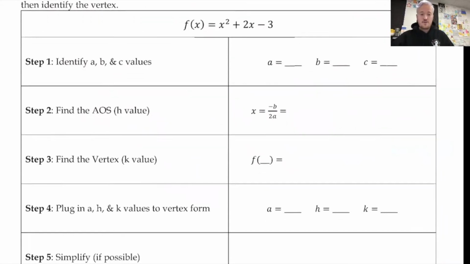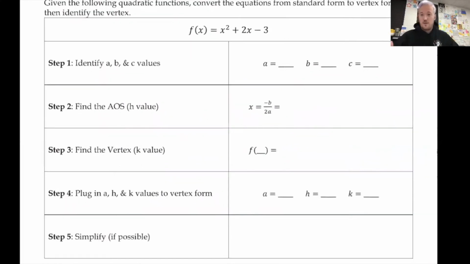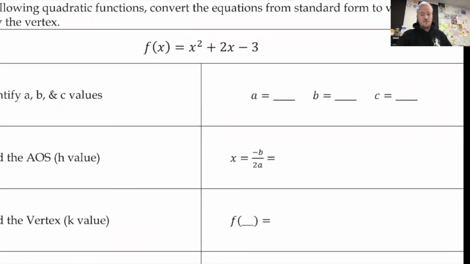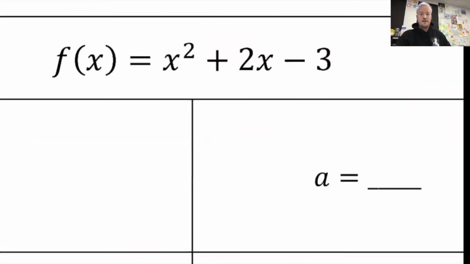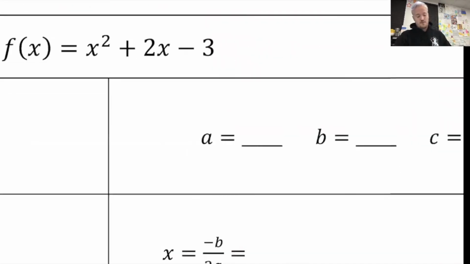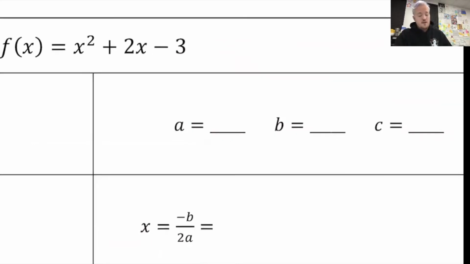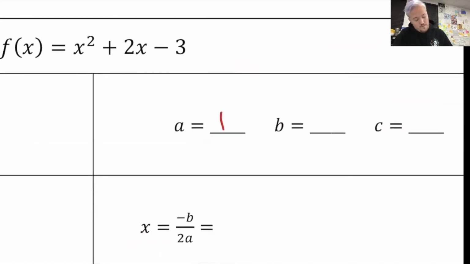So we have the skeletal structure problem here. That way, if you ever get confused at a specific step or what to do after a certain step, you can always come back to these steps and just follow the train of thought. All right, so we're going to start up here with step 1. Step 1 is identifying your A, B, C values. So we have an A value of 1, B value of 2, and a C value of -3.